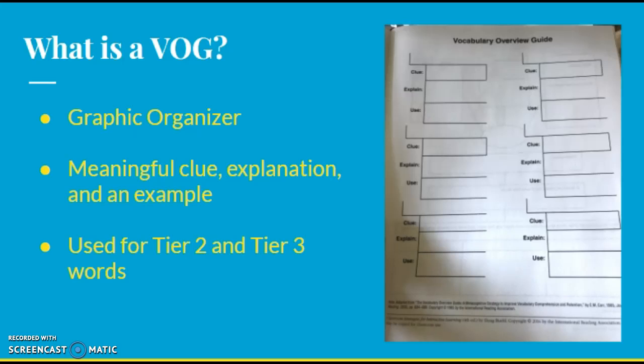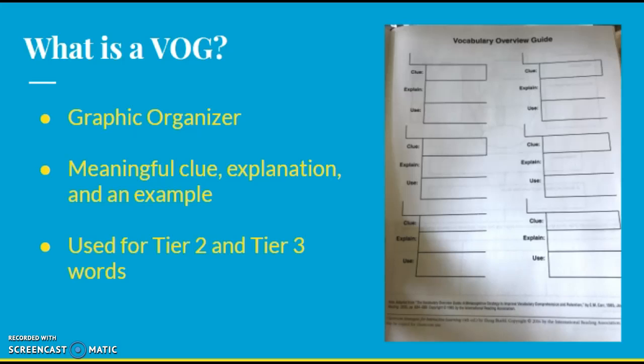And vocabulary overview guides should be used for Tier 2 and Tier 3 words, so words that are specific in our content area, or even just words that might be challenging for students that you may not hear in everyday vocabulary. So, how I became familiar with the strategy, like I said earlier, was from the Buell book.